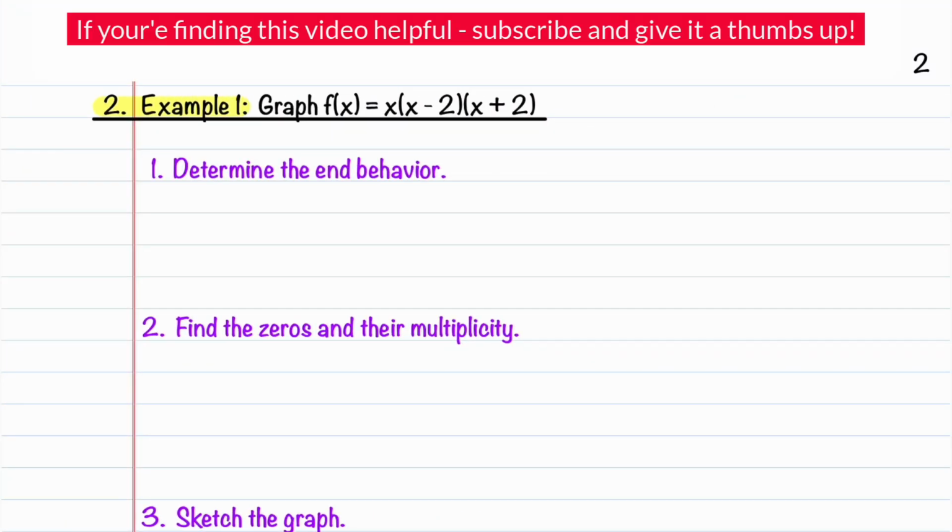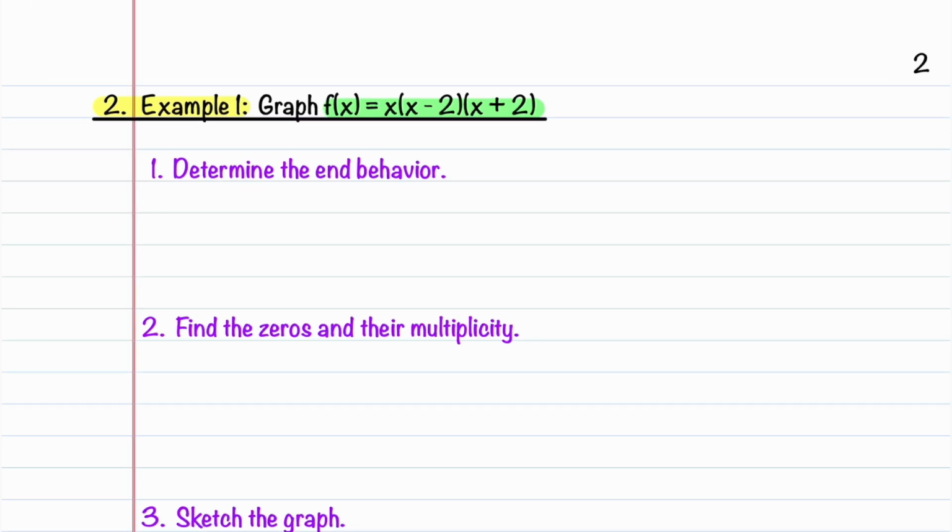In our first example, we're going to graph the function f of x is equal to x times x minus 2 times x plus 2. The first thing that we're going to do is to determine the end behavior. Let's start by writing down our function.